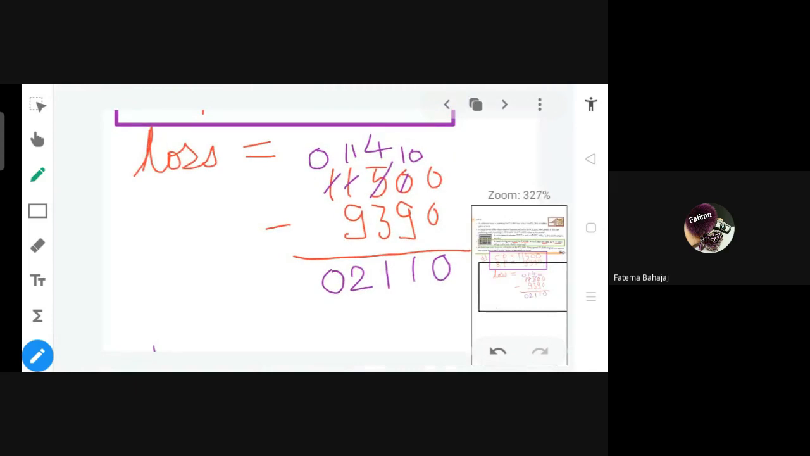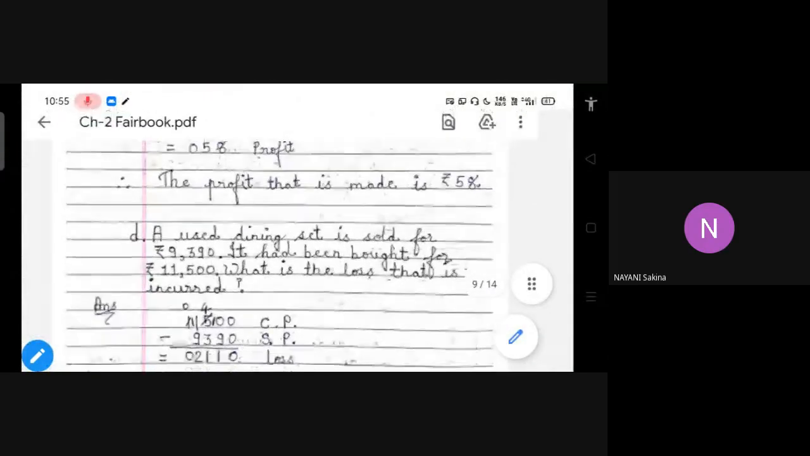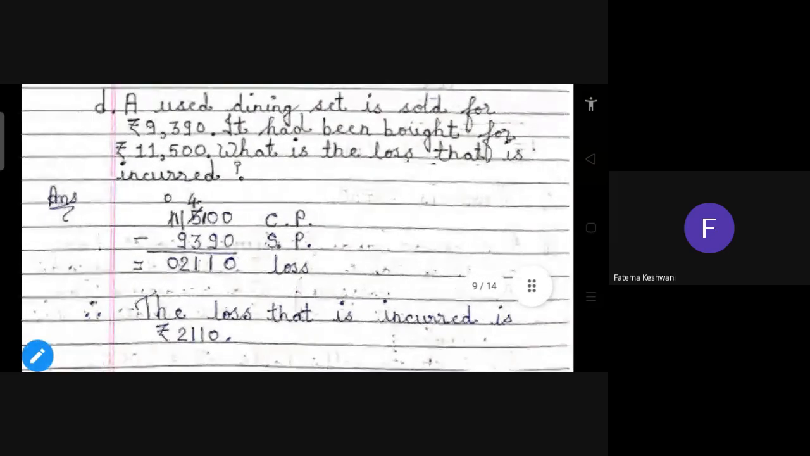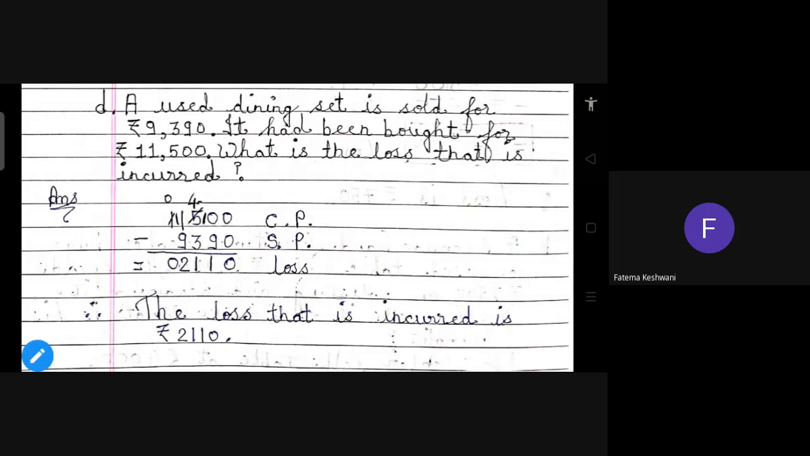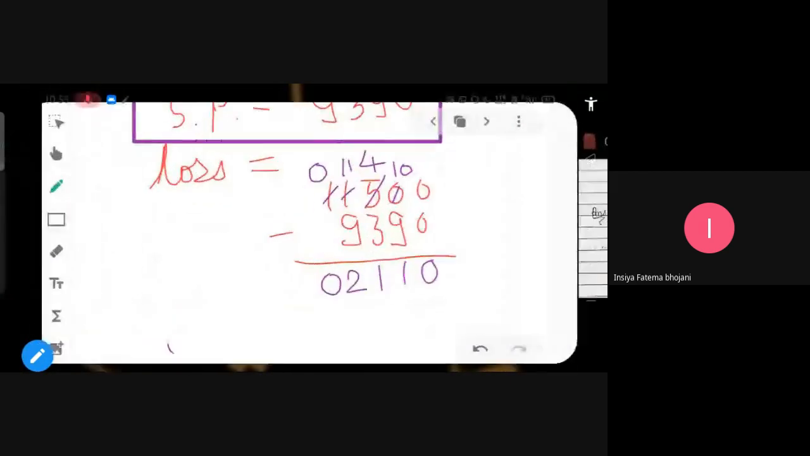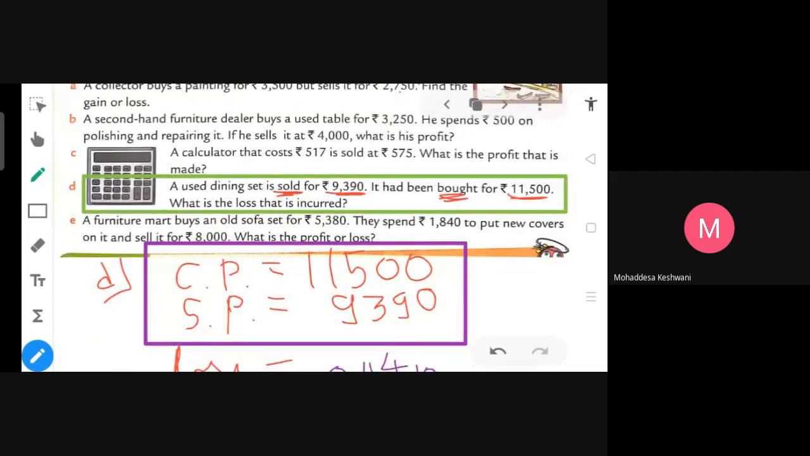Ma'am, my answer is right, Fatima. Okay. Ma'am, my answer is right, Keshu and Fatima were done. Okay. And I noticed that there are so many girls who forgot borrowing. So just revise that concept. Keshu, okay. And then just try the last one, we will do it next time. And next time we will start exercise 2C also.